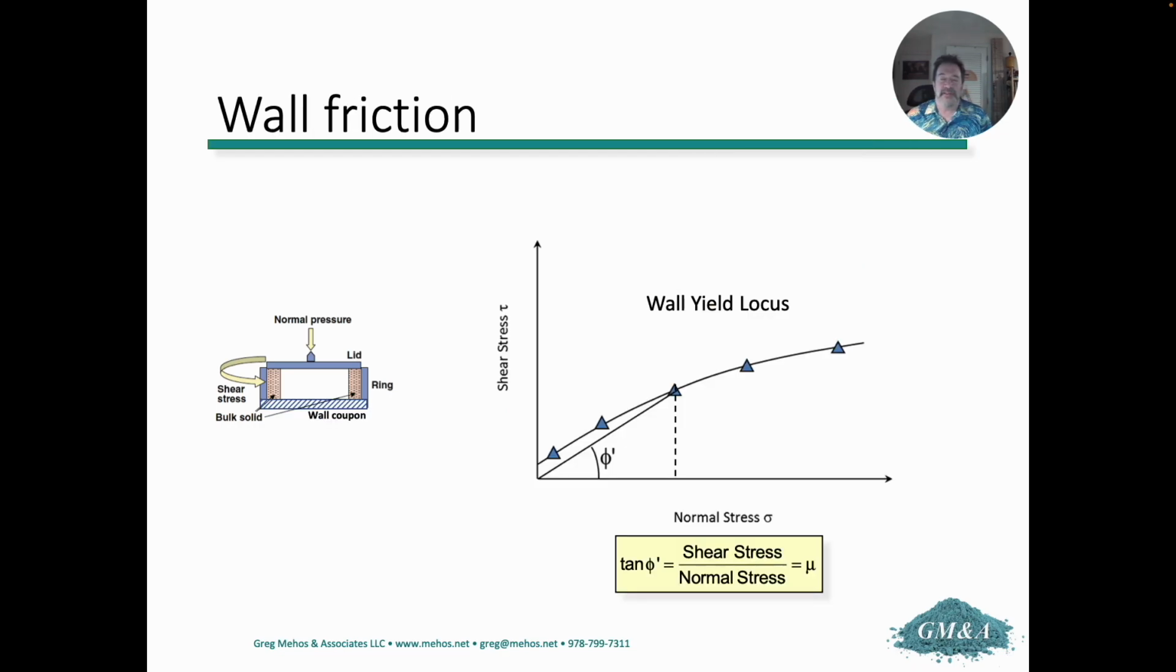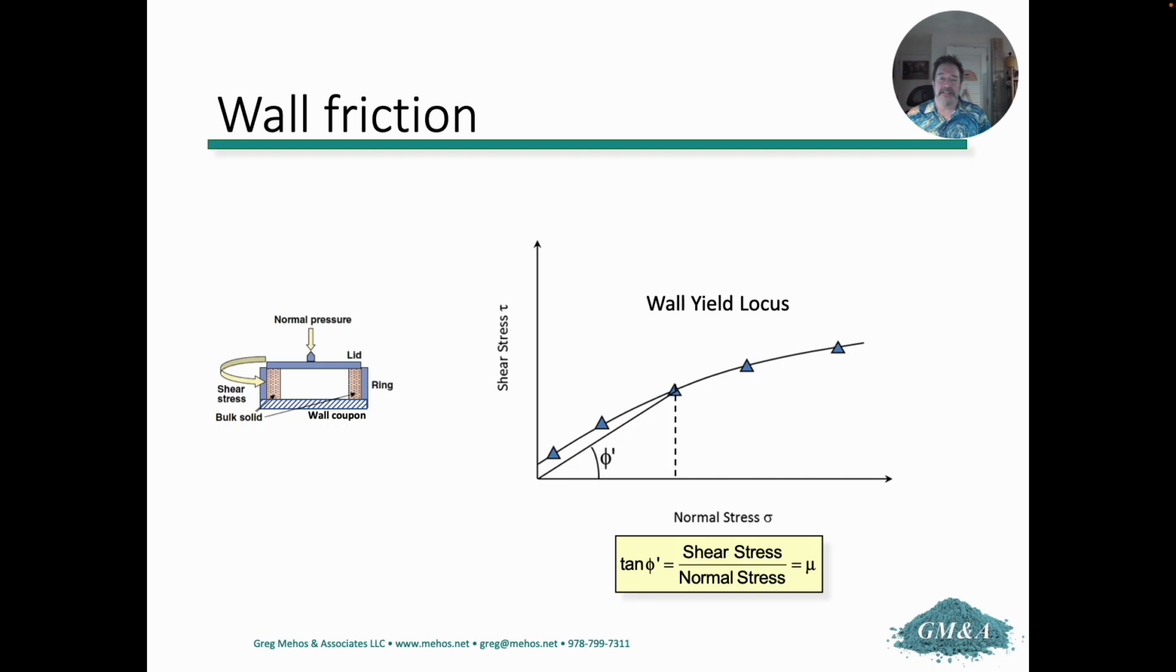And finally, there's wall friction, very important. So what we do to measure wall friction is we operate the tester in ways such that we place the coupon of wall material underneath a sample of powder, and now we shear it until we get nice steady flow of the powder on the wall material. We do this as a function of normal pressure, and we will plot the shear stress required to get the powder to slide along the wall coupon as a function of normal stress. And we define this relationship as the wall yield locus.